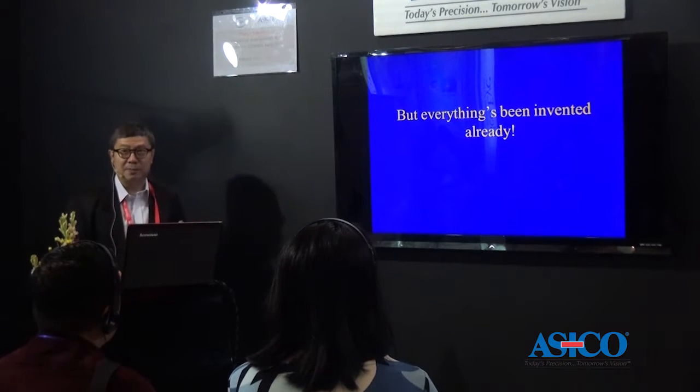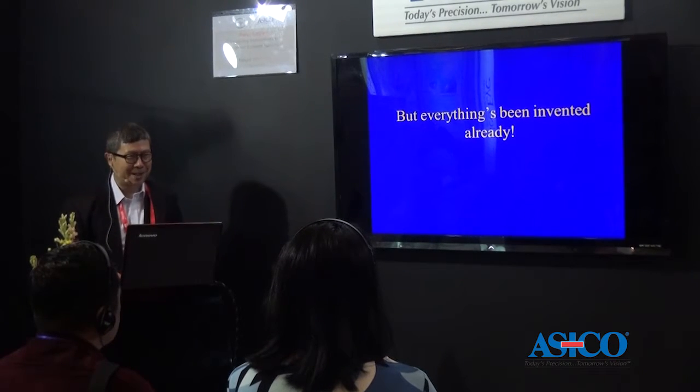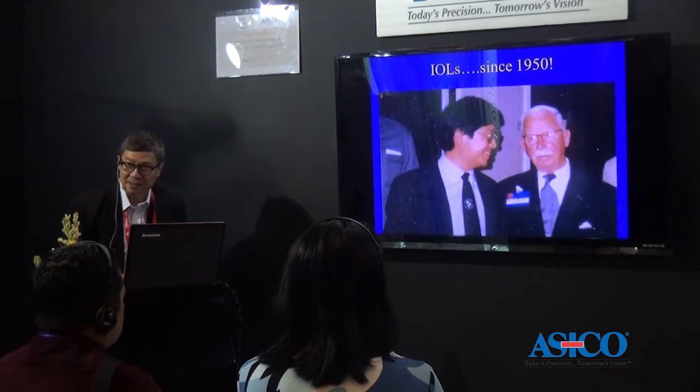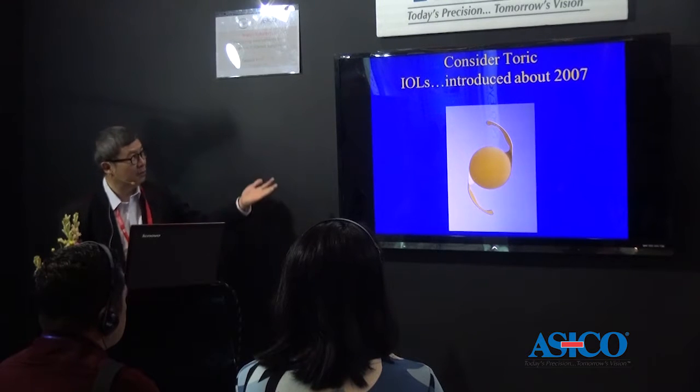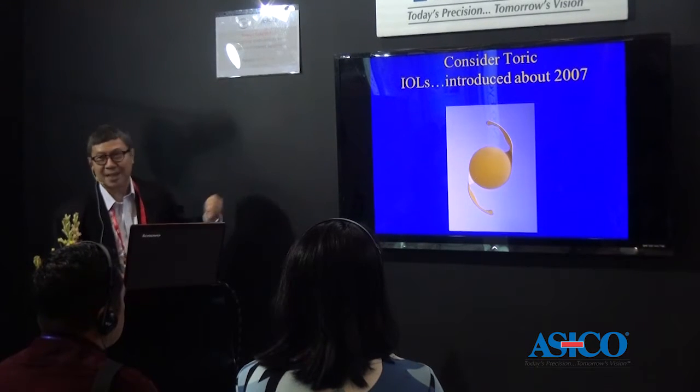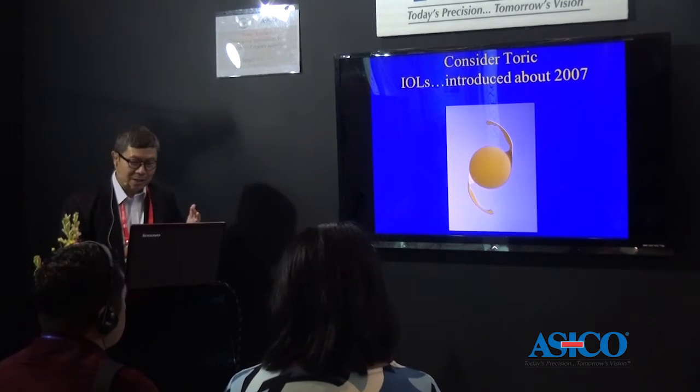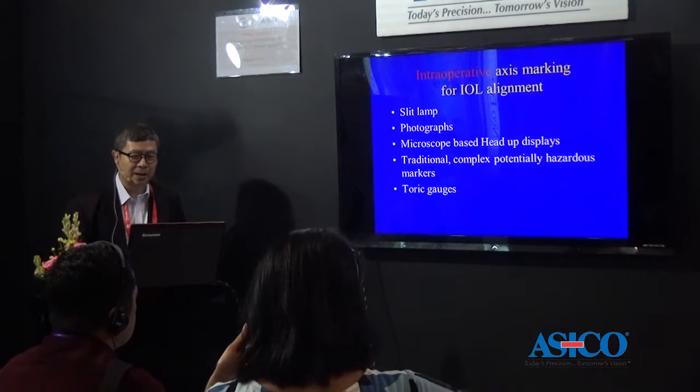You might say, oh, everything's been invented already. But if we felt that, I think all the new developments wouldn't be here today. There's always something new to be invented. For example, Harold Ridley invented the IOL in 1950. Okay? And of course, since then, we have many, many advancements, one of which is the toric IOL, which is only 10 years old.